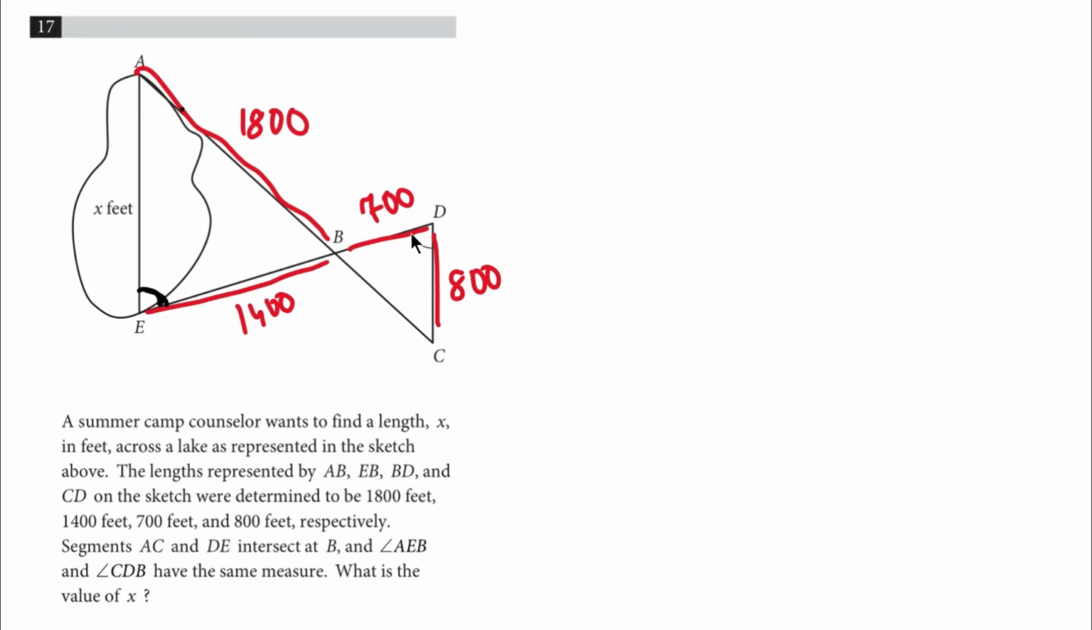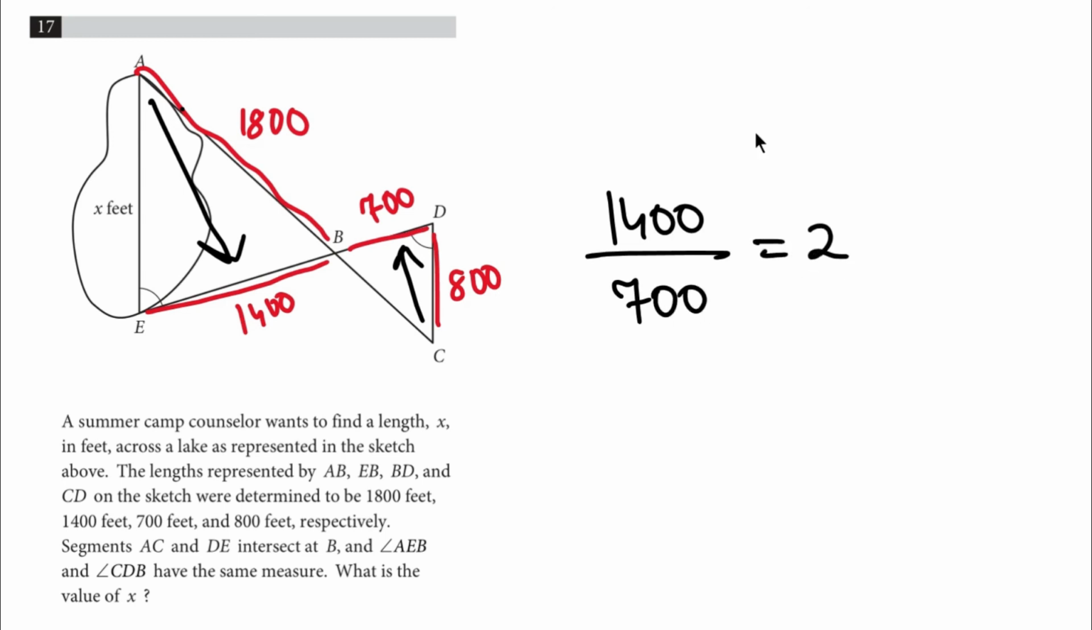They gave this and this. This side is proportional to this side, right? And therefore, this side is proportional to this side, okay? So let's pay attention. If this side right here is proportional to this side right here, then 1400 is proportional to 700 by a certain number. Let's see, 1400 divided by 700 is equal to 2. This means this triangle is twice smaller than this one. Or in other words, this triangle is twice bigger than this one.